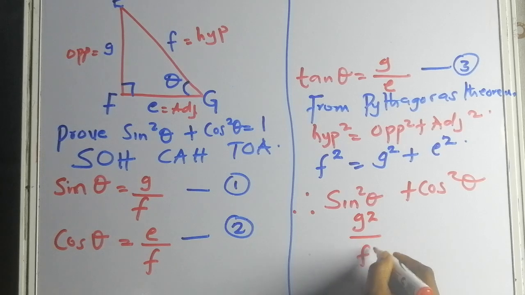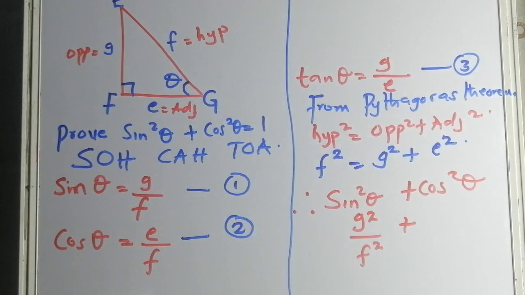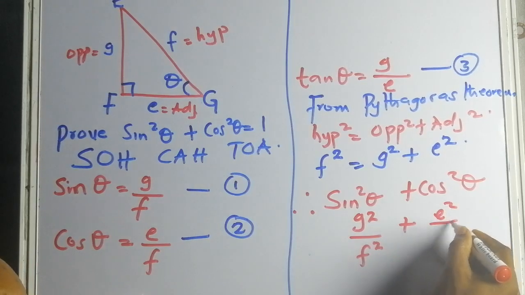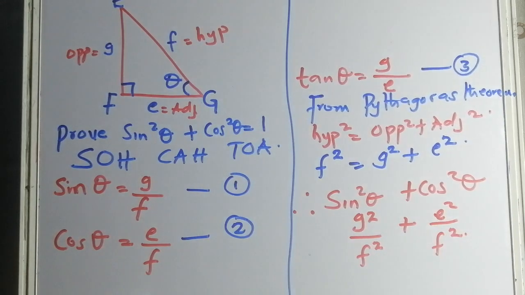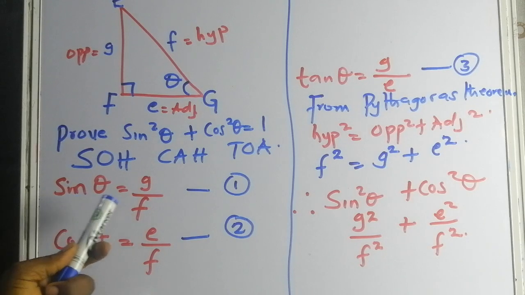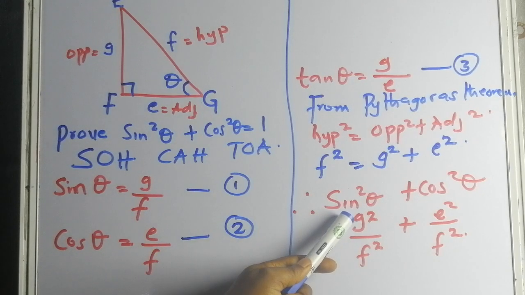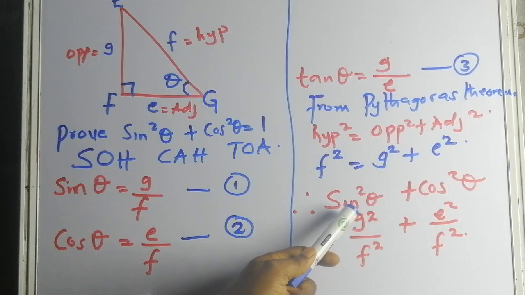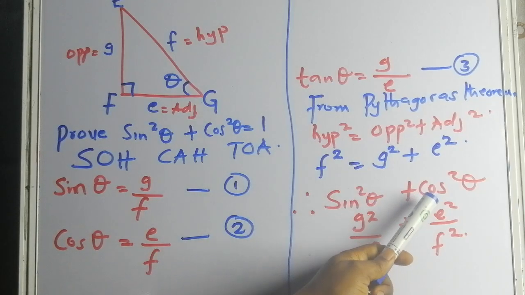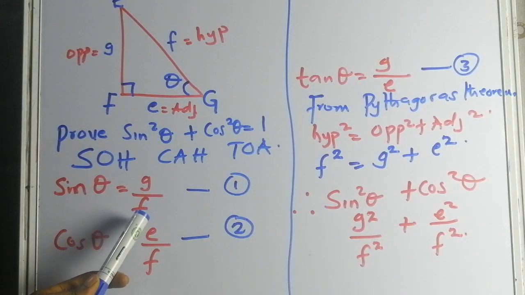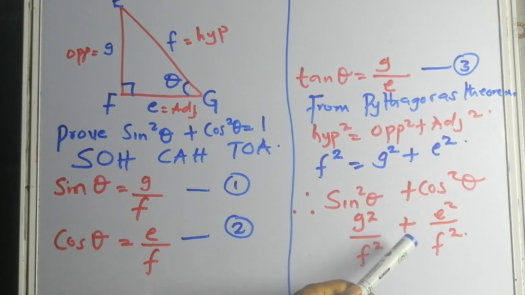So from here we can have g square over f square plus cos square theta, which is e square over f square. We want to prove that it's equal to 1. We've gotten sin theta to be g over f, cos theta to be e over f. So instead of writing sine square theta, this is the same thing as sine theta all square, and cos square theta is cos theta all square. So I square the result: g square over f square plus e square over f square.